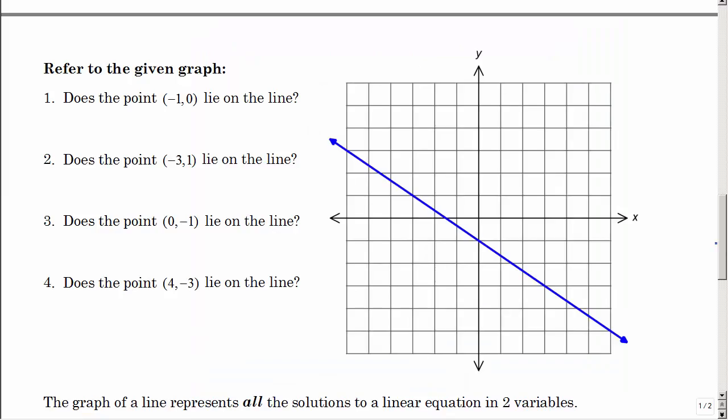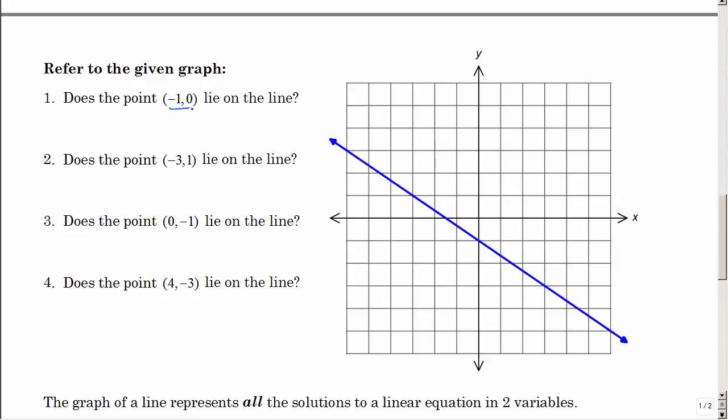I said we were going to be looking at lines. Well, the first thing we need to know is that a line represents an infinite amount of points. Infinite means you can't count them all. But we can see if certain points are on our line.